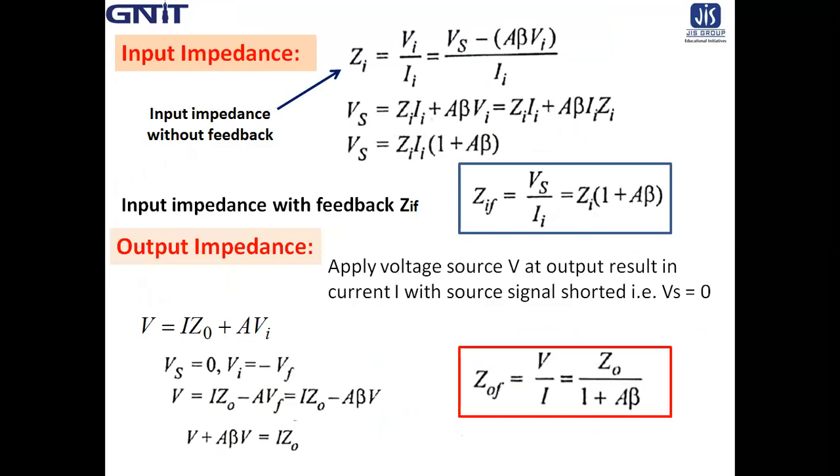The input impedance of the amplifier without feedback, say Zi, which is Vi by Ii, and Vi is Vs minus Vf. Vf means beta into V0. Again, V0 is A Vi. So it is Vs minus A beta Vi by Ii.